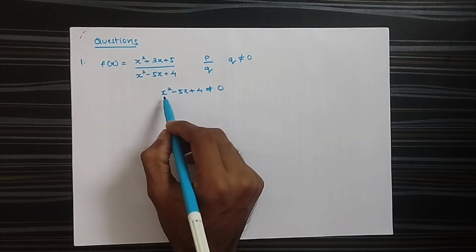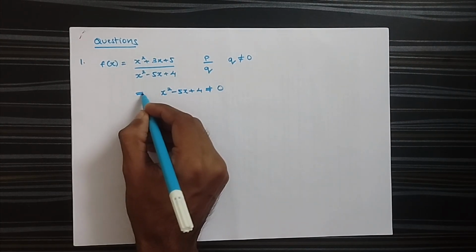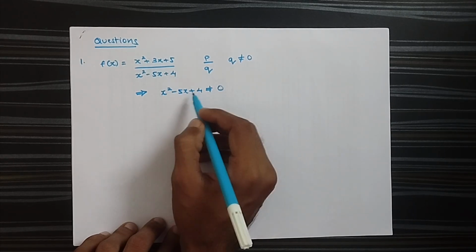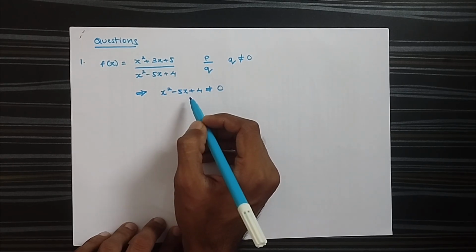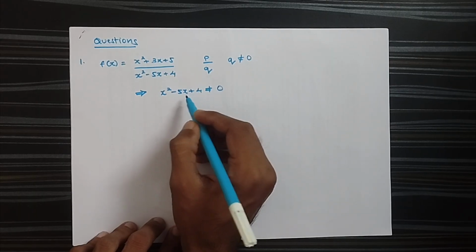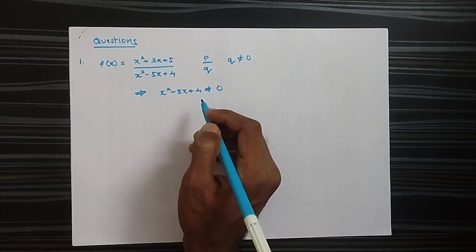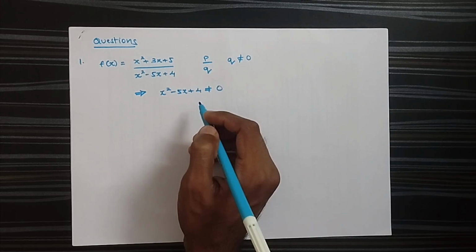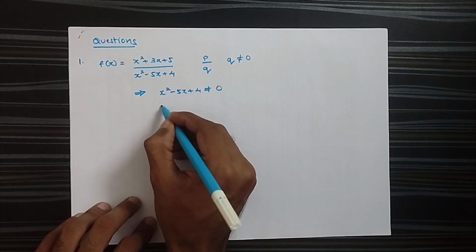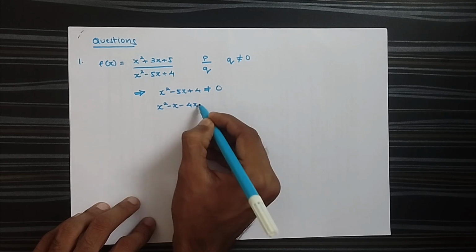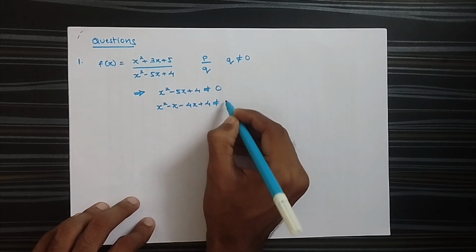So we have to satisfy this condition. We can solve this by splitting the middle term. We know the sum is minus 5 and the product is 4. So what are the two numbers that make that? It will be minus 1 and minus 4. So you can split this like x square minus x minus 4x plus 4 not equal to 0.